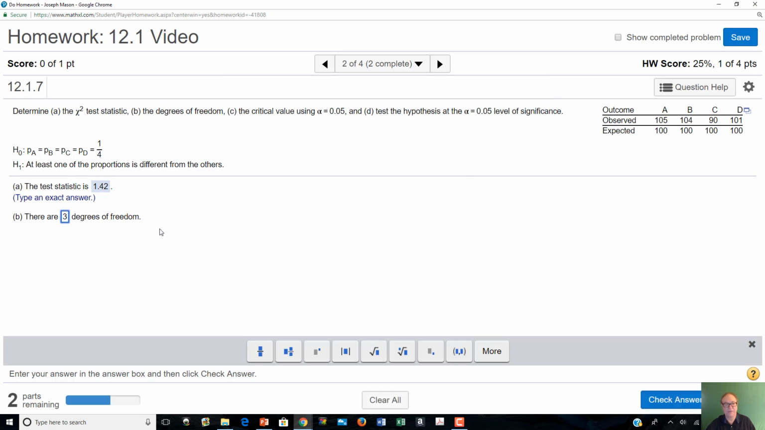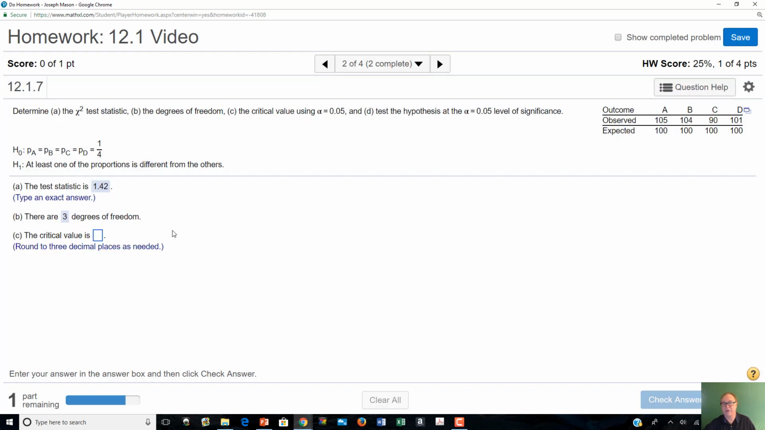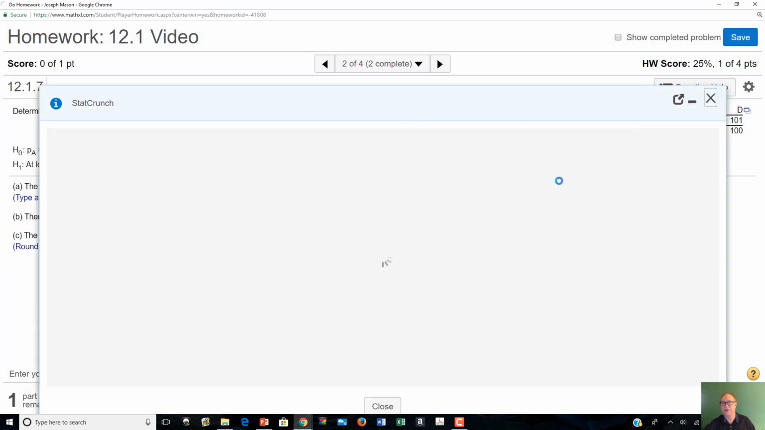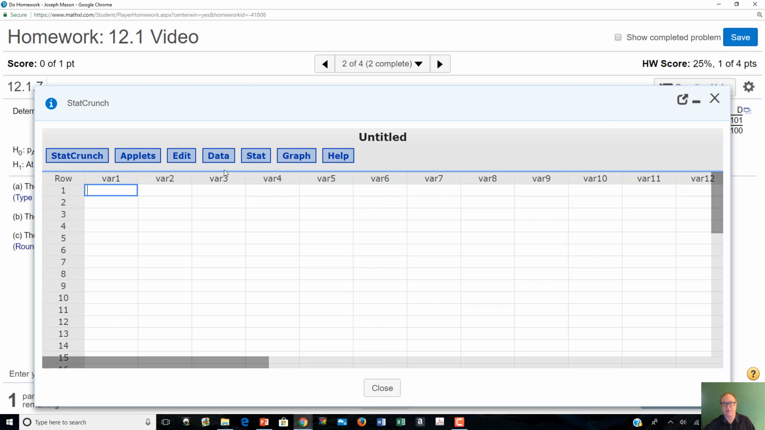Now the critical value. To find the critical value, we need to understand this alpha, and usually they give us the table to go to here. They did not give us the table to go to here. So for the critical value, we're going to have to realize, okay, I'm going to have to go under StatCrunch. Usually they give you a table. I don't know why the table didn't show up there.